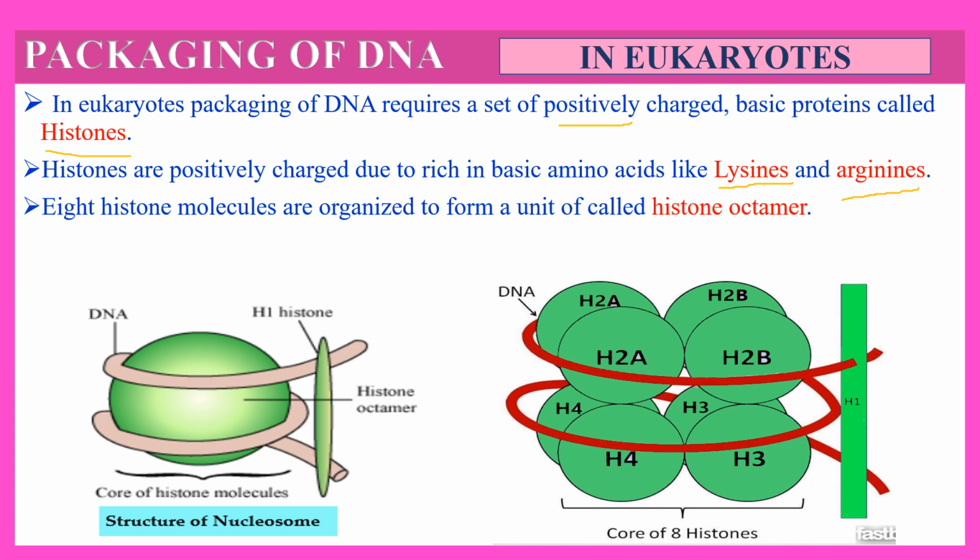There are 8 histone molecules: 2 molecules of H2A, 2 molecules of H2B, 2 molecules of H3 and 2 molecules of H4. These are 4 different types of histone molecules. Totally 8 histone molecules are organized to form a structure called the histone octamer. In this diagram, this is the histone octamer, the core of the histone molecule.